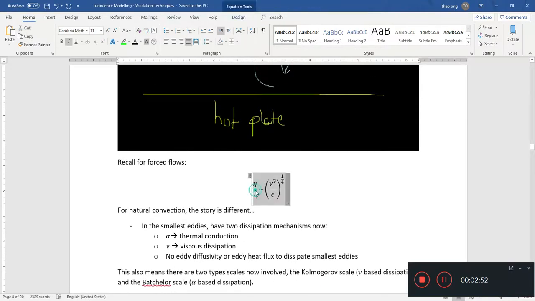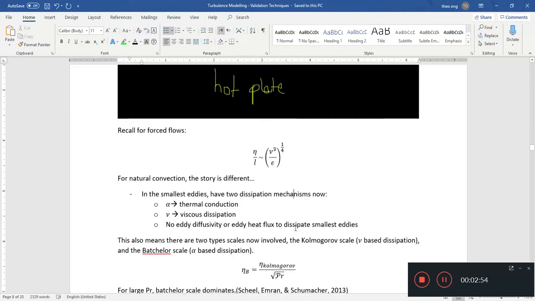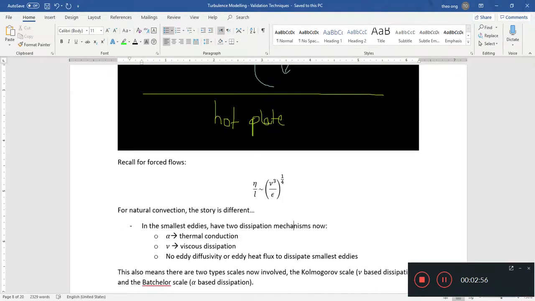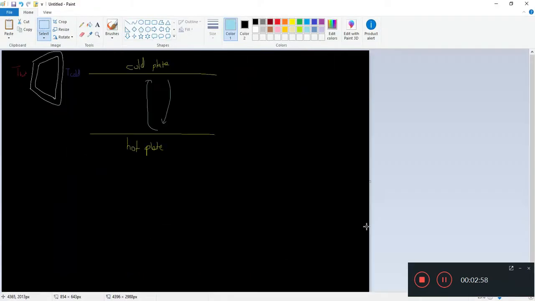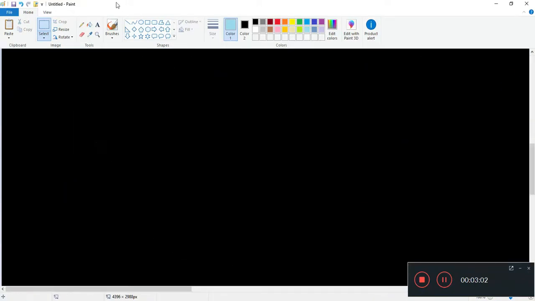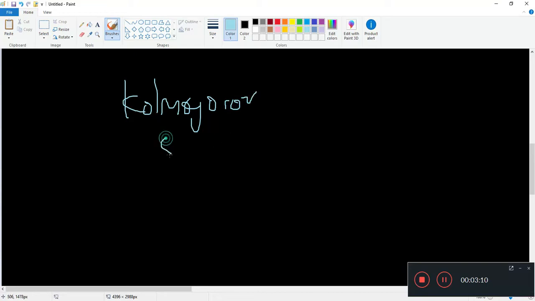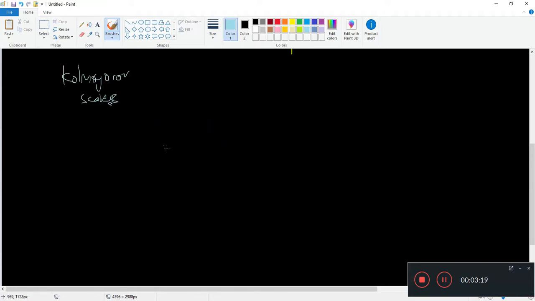The Kolmogorov scale, and the assumption is that, hey, remember what we did for Kolmogorov scales? What's the scale that we're talking about here, and how did we get the scales?